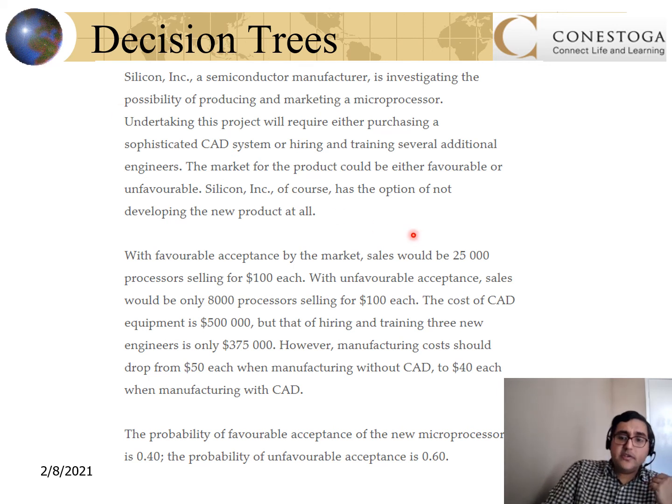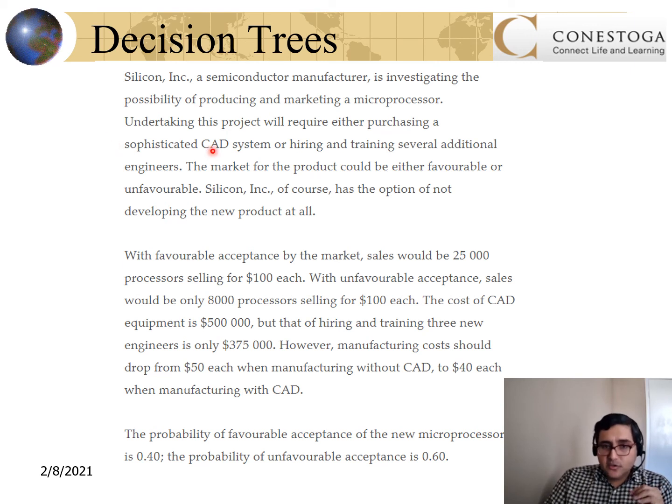Now, what we are going to discuss now is what's called decision trees. This is just an example from your textbook. I just wanted to give you a quick insight into how you decide things based on a decision tree. We will be solving more questions in the class. To give you an example, there's a company called Silicon Inc., which is thinking of developing a new microprocessor, a new product.